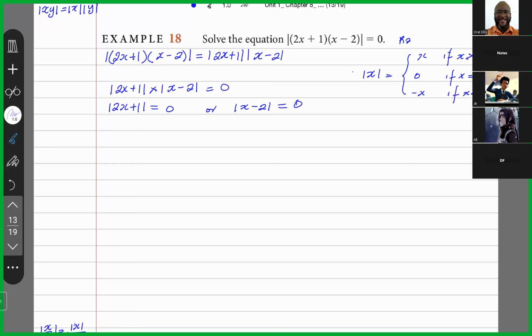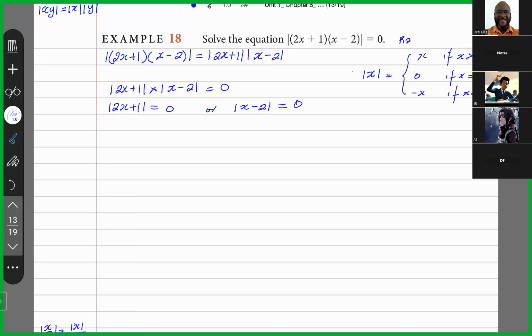So then we have what? We are multiplying two numbers and we're getting 0. And if you're multiplying two numbers and you're getting 0, it is either the first number is 0 or the second number that is 0. Now, using the definition for the modulus function, which is to the right, if the mod of x is equal to 0, it means that x must also be equal to 0.